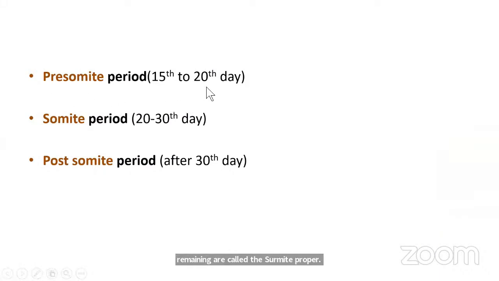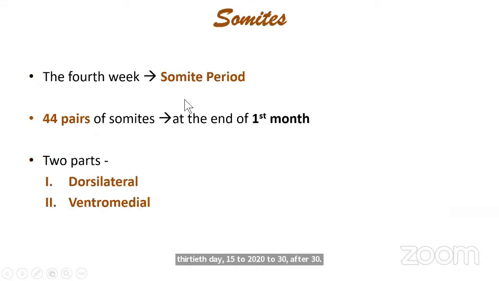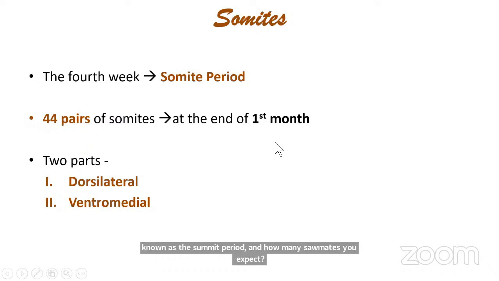Pre-somite period 15th to 20th day. Somite period 20 to 30th day. And post-somite after 30th day. 15 to 20, 20 to 30, after 30. These are the 3 different periods. And 4th week is known as the somite period. And how many somites you expect? You expect roughly 44 pairs at the end of 1st month.